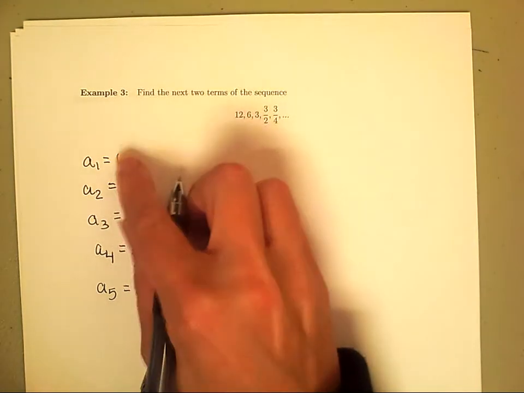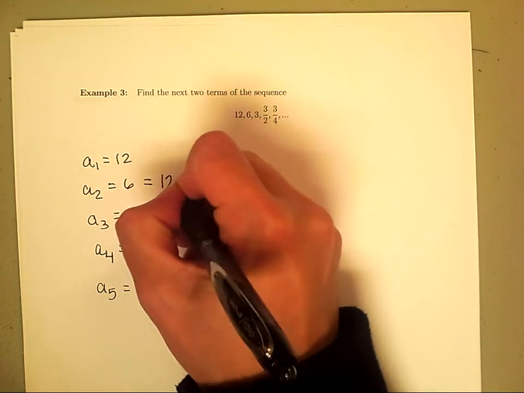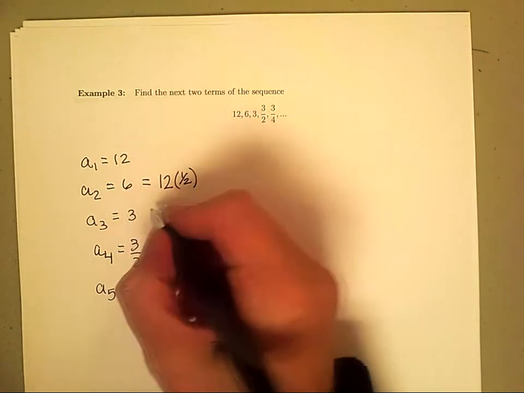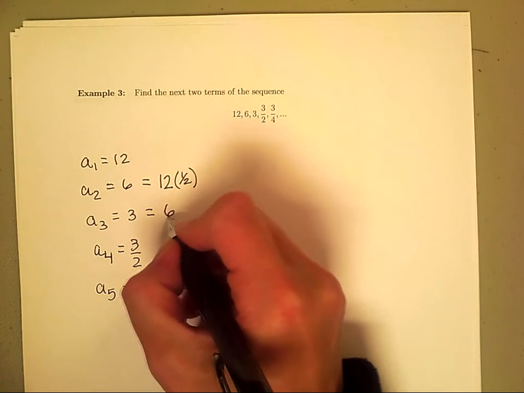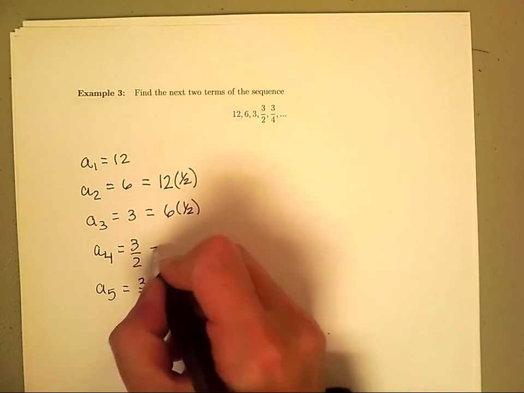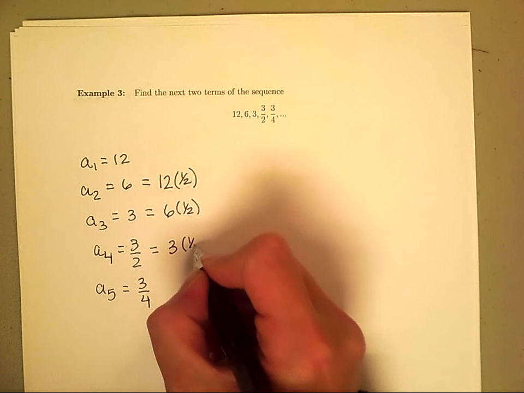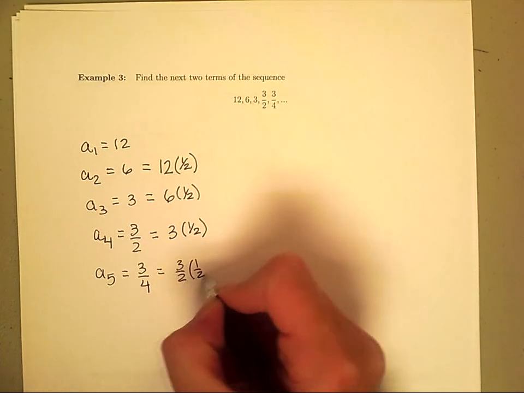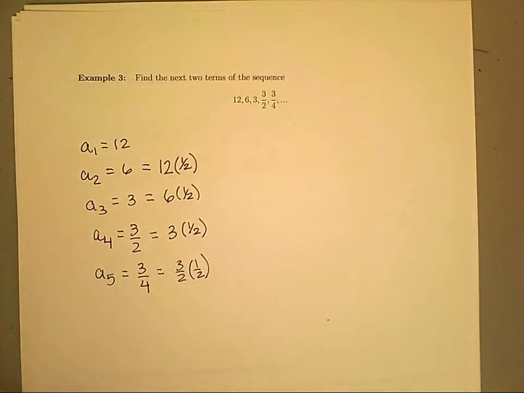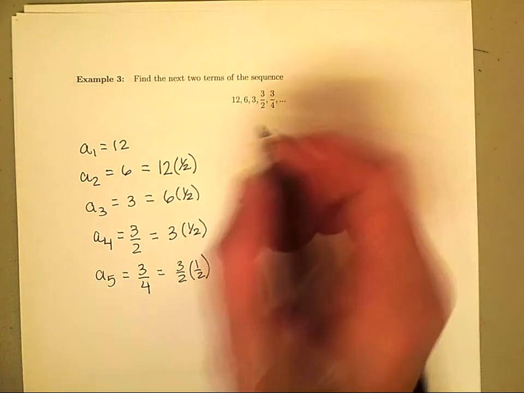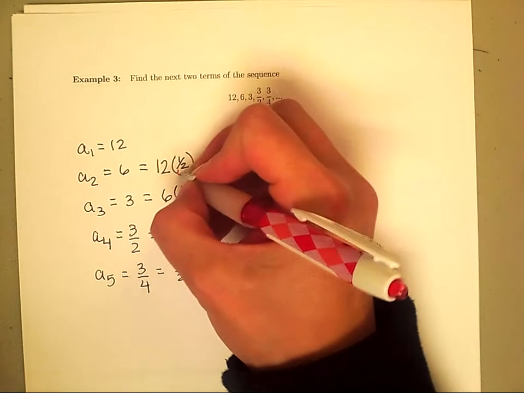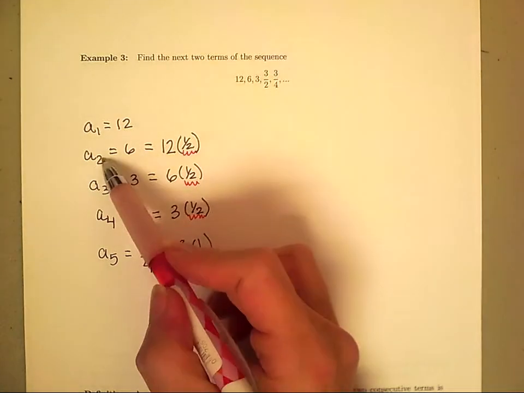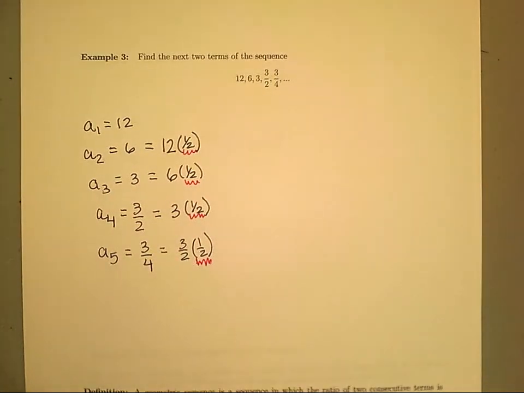Well, what we can notice, let's look at consecutive terms. 6 is 12 times 1 half. Now if we compare these two, 3 is 6 times 1 half. 3 halves is 3 times 1 half. And 3 fourths is 3 halves times 1 half. So what we're noticing here is that there's a common number again, it is 1 half. It's common between any consecutive terms in the sequence. And now it's not that they're being added, they're being multiplied.